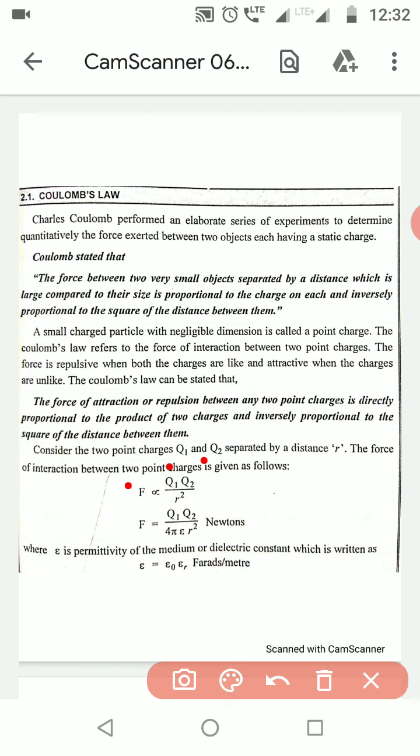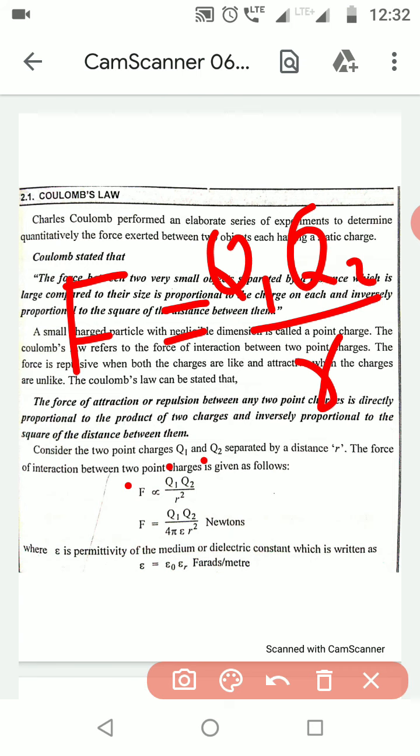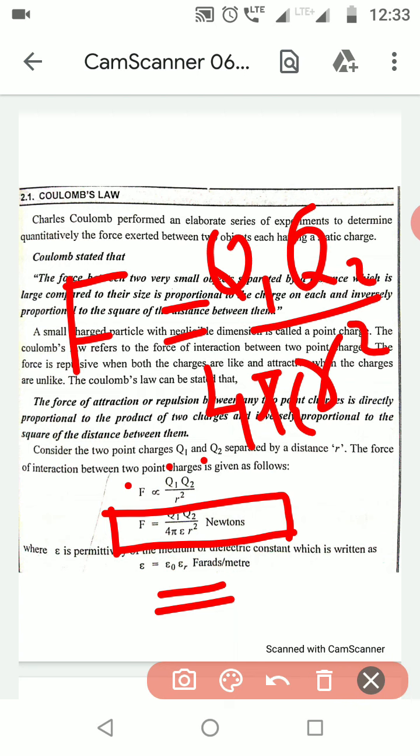Then we need to change the proportionality. We can use the proportionality constant 1 by 4 pi epsilon, that is F equal to q1 q2 divided by 4 pi epsilon r square. The proportionality constant is 1 by 4 pi epsilon. Here epsilon is the permittivity of the medium or dielectric constant. Epsilon can be denoted as epsilon 0 into epsilon r. This is Coulomb's law of force equation.